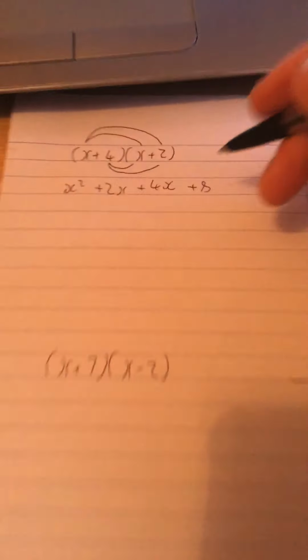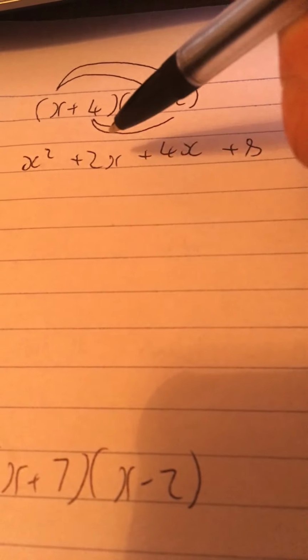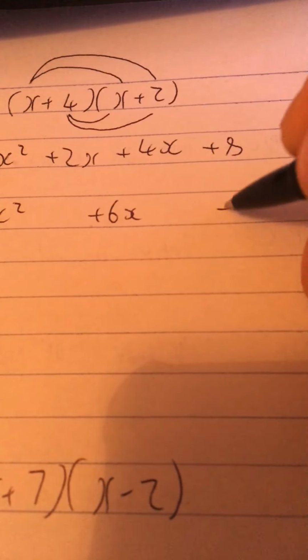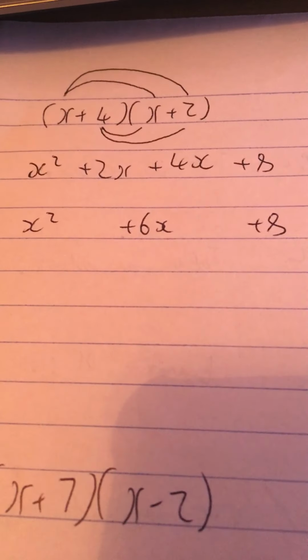Now we're going to tidy that up. So we have an x squared, a 2x and a 4x. They're going to make 6x, and we've got an 8 there. That's one way to expand it.